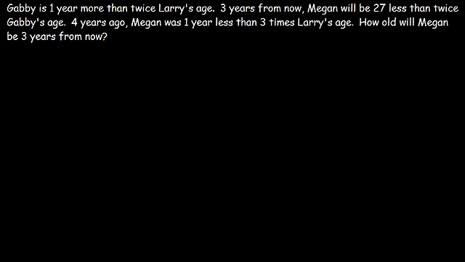Here's another one. Gabby is 1 year more than twice Larry's age. 3 years from now, Megan will be 27 less than twice Gabby's age. 4 years ago, Megan was 1 year less than 3 times Larry's age. How old will Megan be 3 years from now? So we have the present, the future, and also the past.